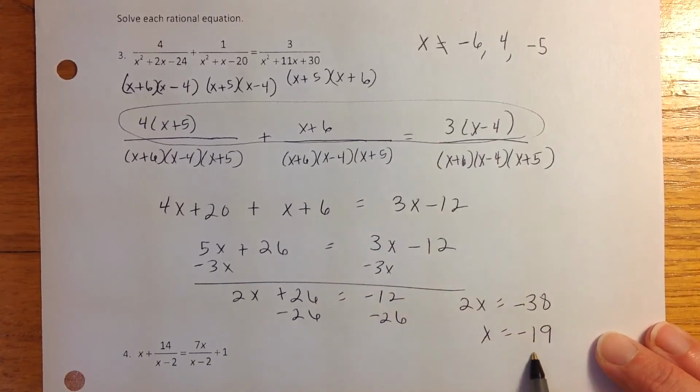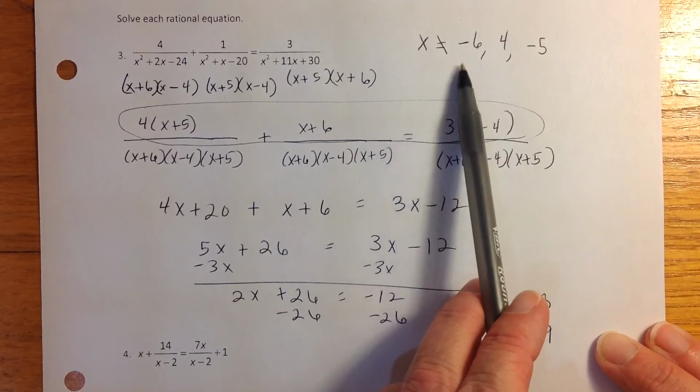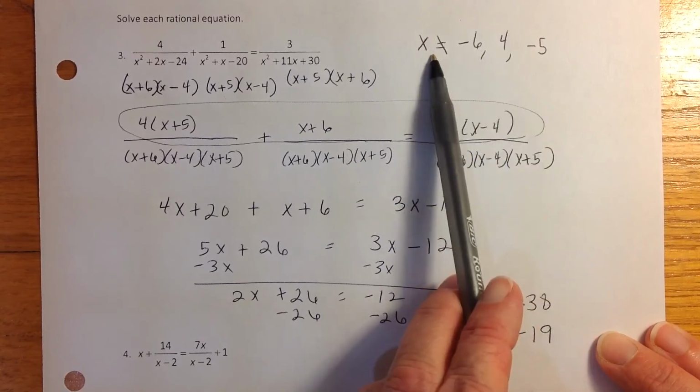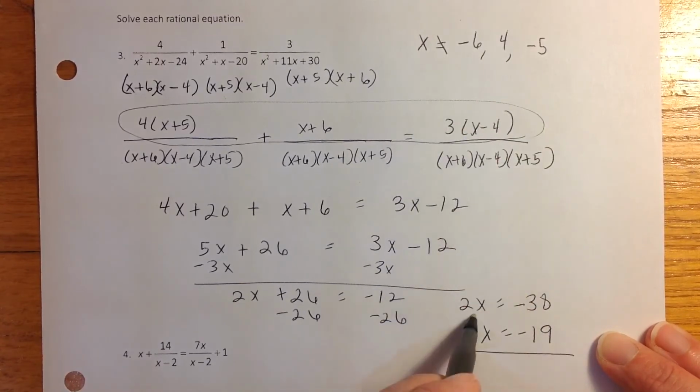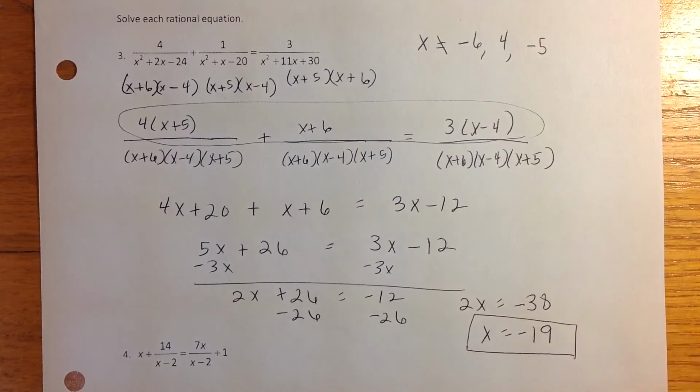I must check this answer against what x is not allowed to be. I don't see it in my list, so here is the answer to my equation. X equals negative 19.